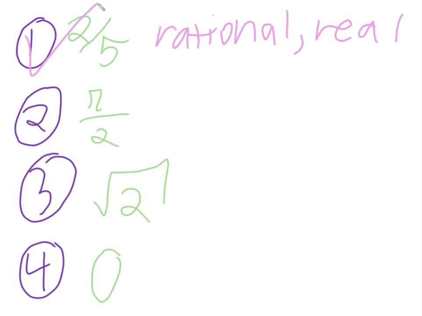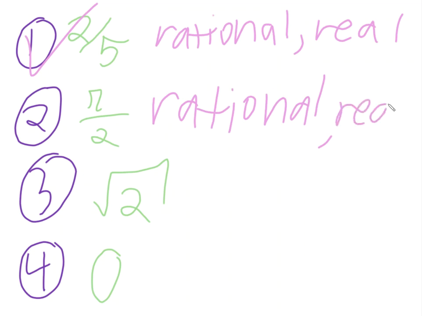Let's move on to pi/2. Now pi/2 is a ratio of 2 integers, which means it's a rational number. Now, as we said before, because it is rational, it's also a real number. And since it's rational, it can't be an irrational number. And since it's a fraction, it can't be a whole number either, which makes it not natural either.